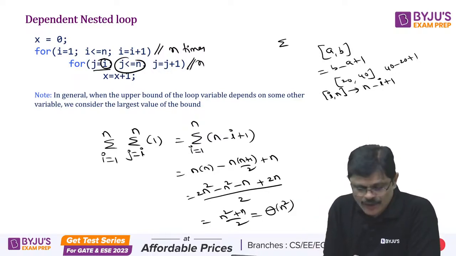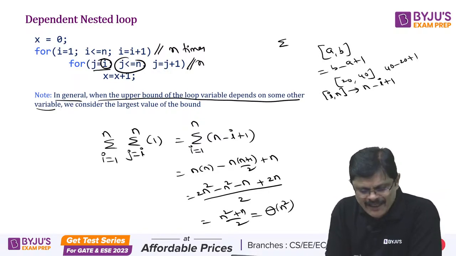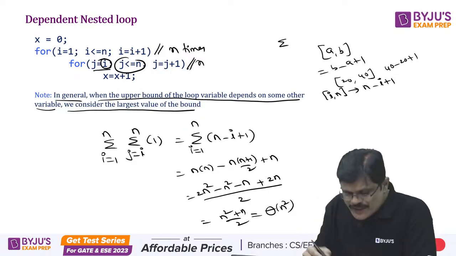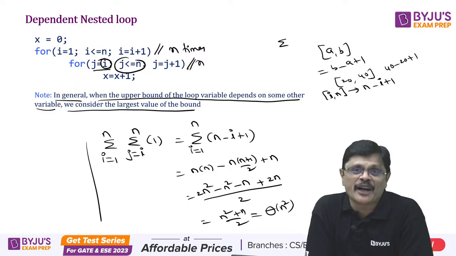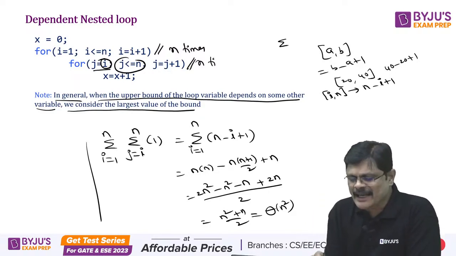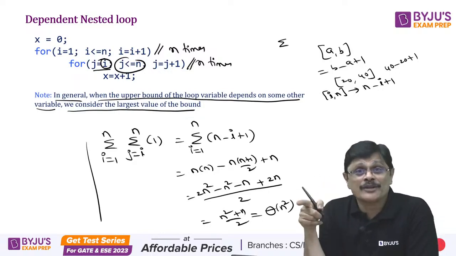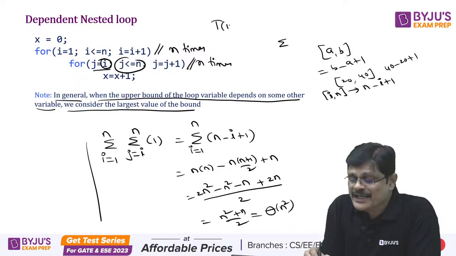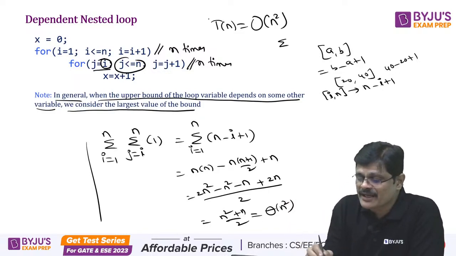In general, when the upper bound of a loop variable depends on some other variable, we consider the largest value of the bound. Instead of using this summation, because most of the people are afraid of summation notation, we use only the bound for that. So here it is n times, my dear friends. It is an upper bound. It is not a tight bound. So in this particular case, we can say T(n) is n into n, big O of n square we write.